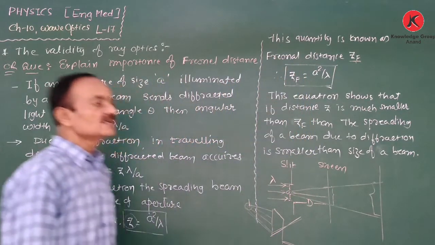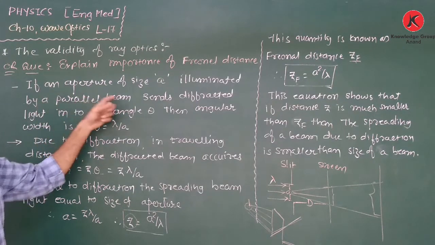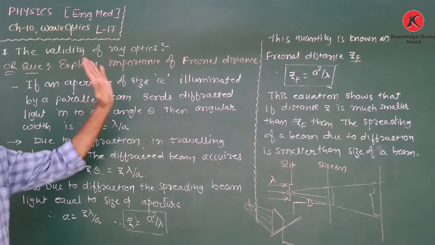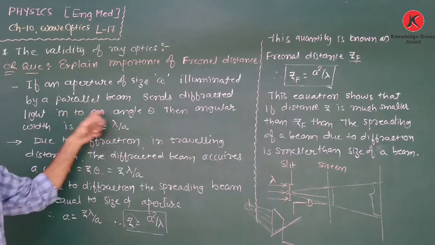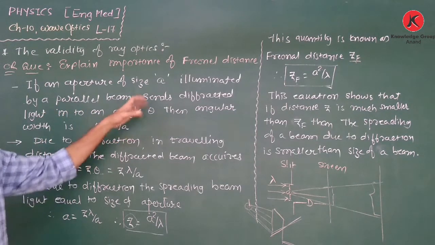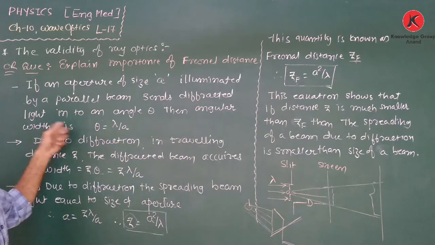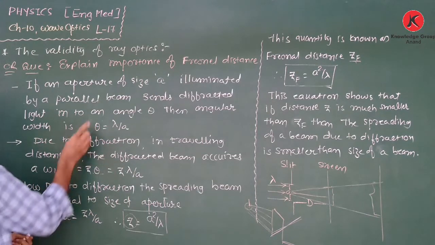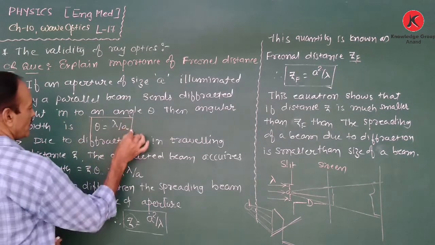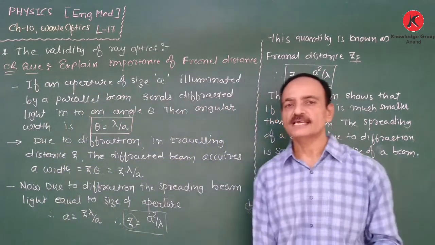Again, if the aperture of size a is illuminated by a parallel beam of light, after diffraction the light is diffracted at angle theta. Then the angular width is theta equal to lambda upon a. We accept this equation directly from our earlier discussion of the central maxima, first minima and secondary maxima.